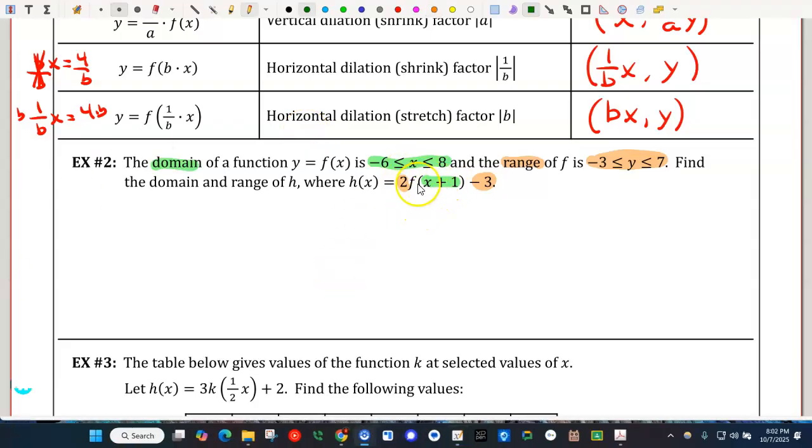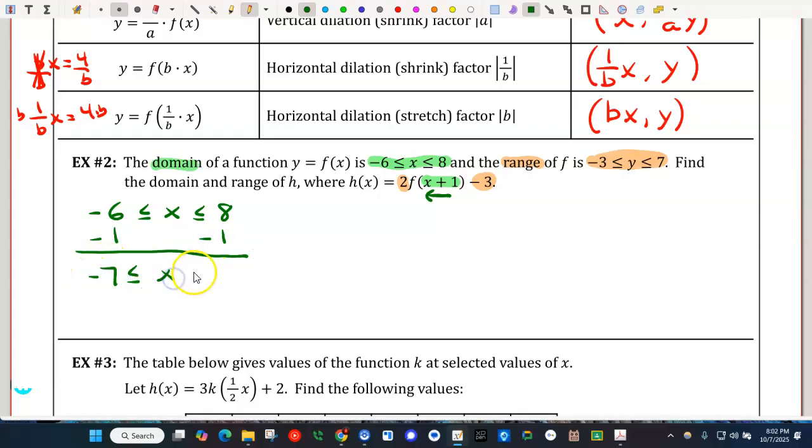So you recall that this x plus 1 actually moves the graph to the left, right? So we're going to do the opposite. We're going to subtract 1. We're going to move everything to the left one. So we have this domain already that is right here, and we're simply going to subtract 1 from both parts. So my new domain will just be from -7 to +7. Okay, nothing more than that.